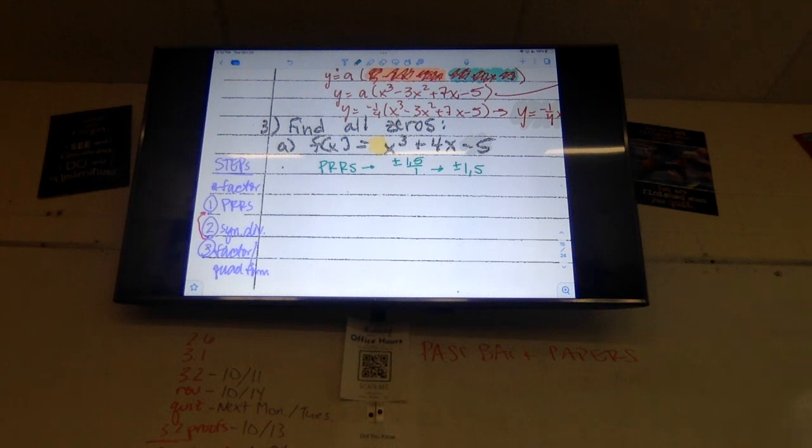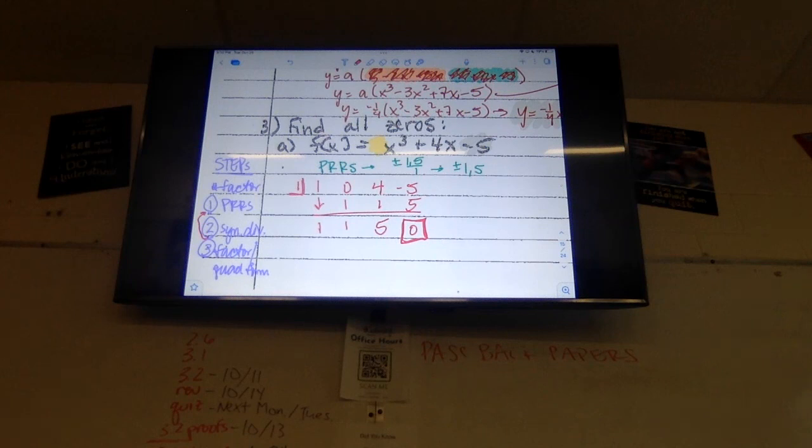Now, once we have our PRRs, we got to do synthetic division to figure out which one works. Now, I will give you a hint. This one works the first one we try. We're going to try 1 first because I always try 1 first. Remember, when you do this, we need to have a 0 in for your x squared value. So I have 1, 0, 4, and then negative 5, and then we synthetically divide. 1, 1, 1, 5, 5, and 0. If we were trying this to see if it worked, we would say it works because we got 0.